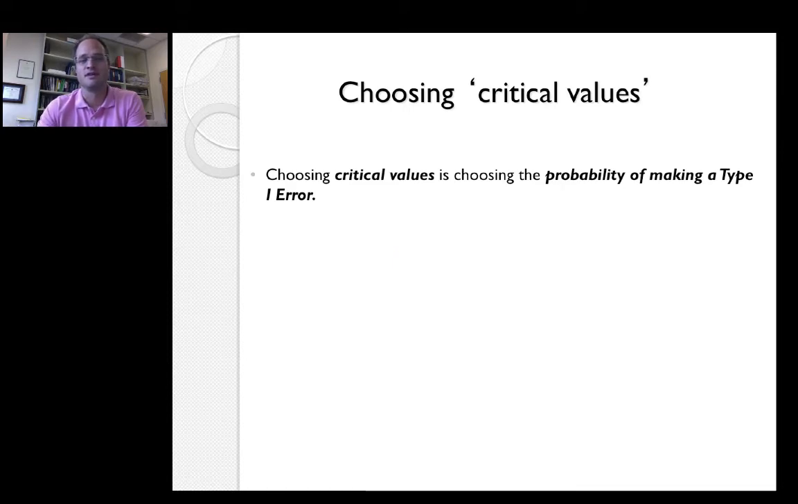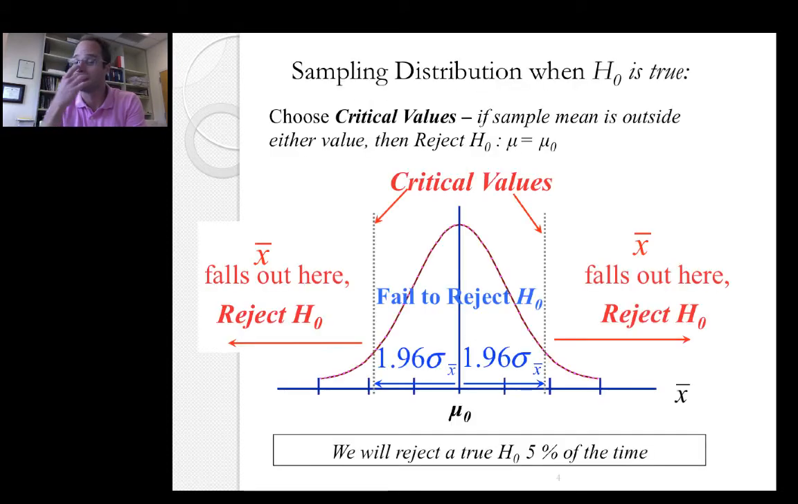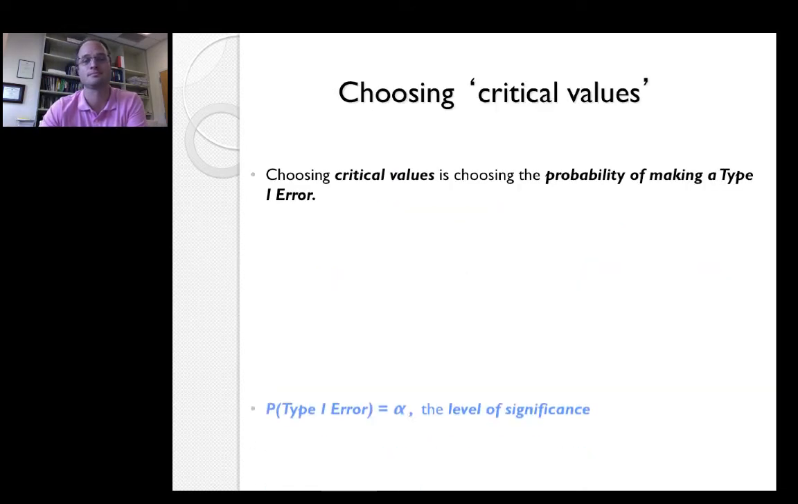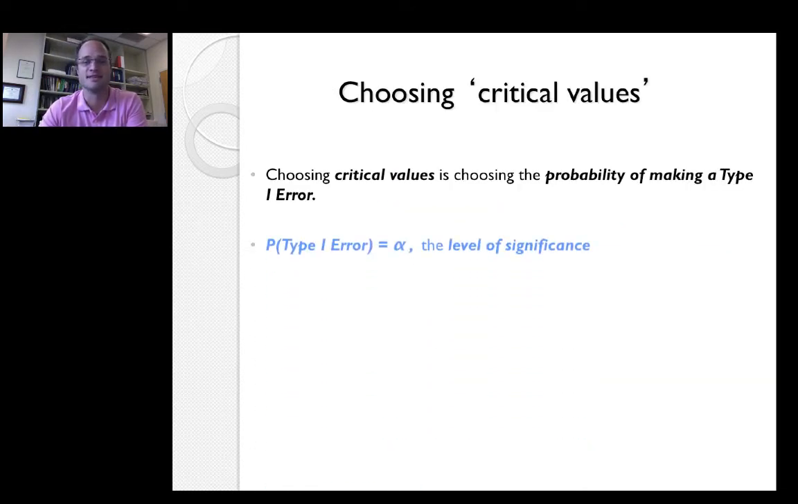So choosing a critical value is the same thing as choosing the probability of making a type 1 error, because if you remember from last time, a type 1 error is rejecting a null hypothesis that's correct or true. So alpha is the level of significance, and alpha is also the probability of a type 1 error.